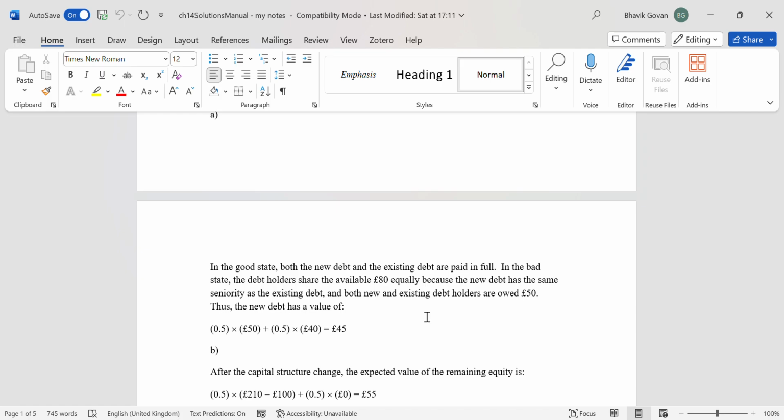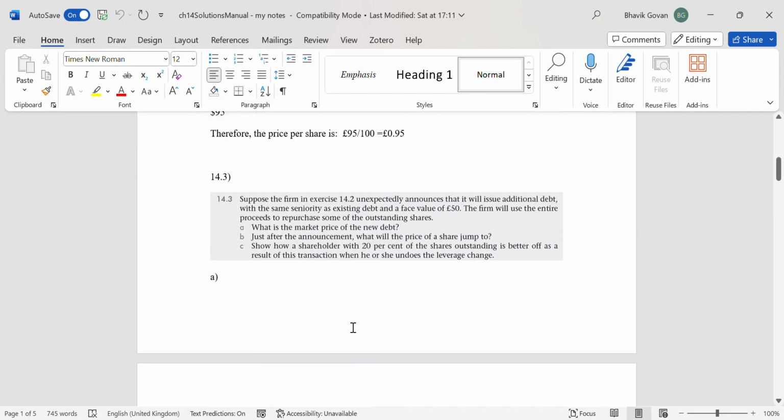So the new debt has a value. In your first scenario, it'll be 0.5 times the 50 because they're receiving their full 50 back. And then in the second scenario, remember there's only £80 that this company makes. So half of that 80 will go to the first debt holders and the other half will go to these new debt holders. So that's how you get the 0.5 times 40. You basically sum that up and you'll get your £45. So that's basically the new value of your debt.